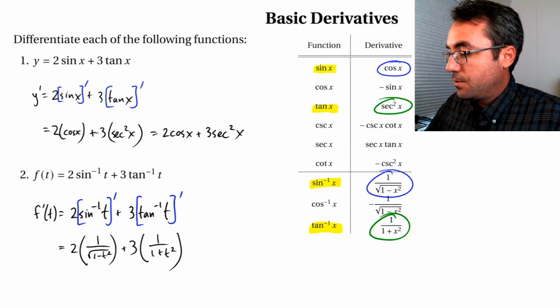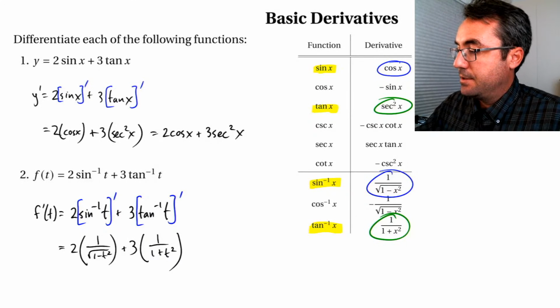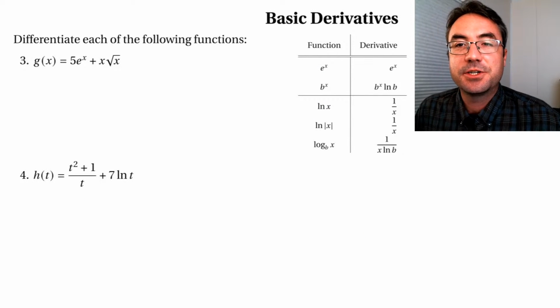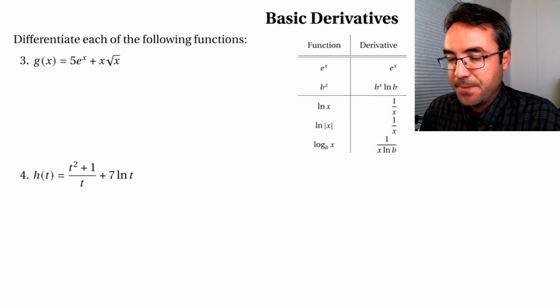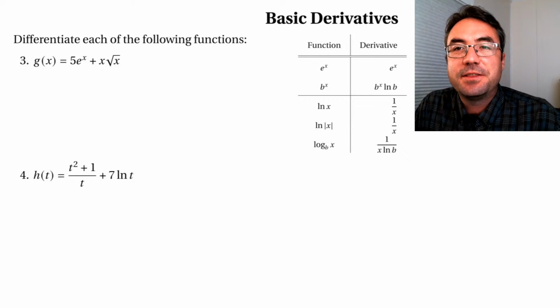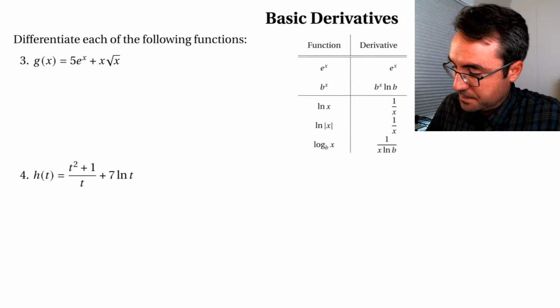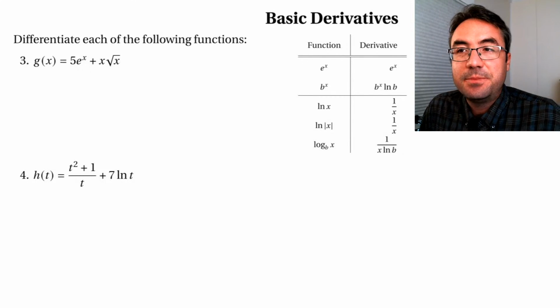All right, let's try another example. This time using exponential and log functions. It's going to be the same game though. So let's say we wanted to differentiate the function 5 times e to the x plus x times square root x. And actually, before we go into this, the 5e to the x term, that one's not going to be too bad. It's that x times square root x.